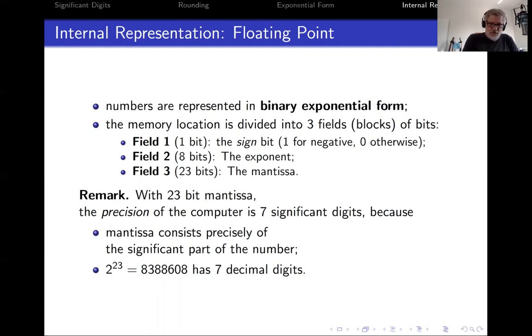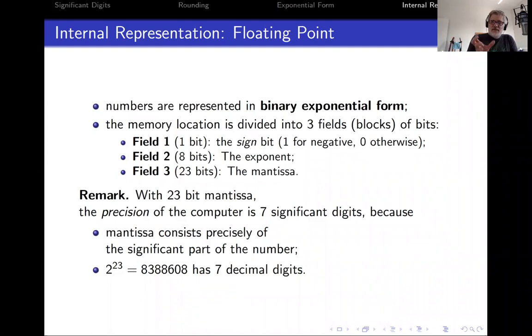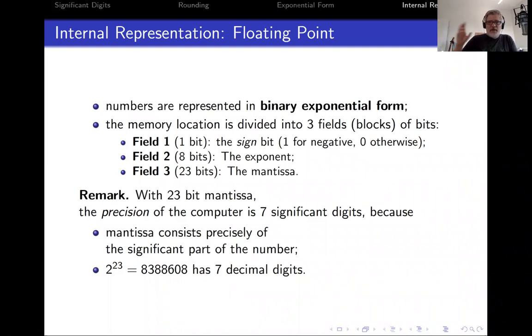So the precision of a computer, if you're working with 32 bits, then you have a 23-bit mantissa, then the precision of your computer is 7 significant digits. What does that mean? Okay, so the mantissa contains the significant part of the number. The exponent is not part of that. If you think about what significant digits mean, it's really the mantissa that contains that.